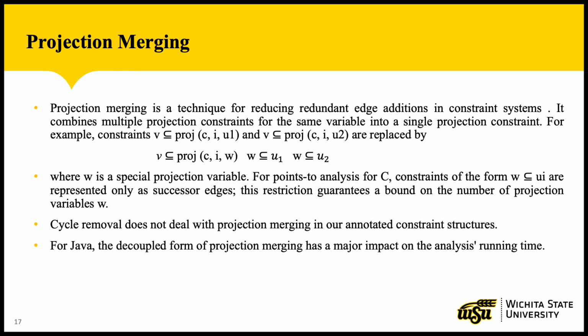Here W is a special projection variable, and for points-to analysis for C, constraints of the form W ⊆ Ui are represented only as successor edges. This restriction guarantees a bound on the number of projection variables W. Cycle removal does not deal with projection merging in our annotated constraint structures. For Java, the decoupled form of projection merging has a major impact on the analysis running time.